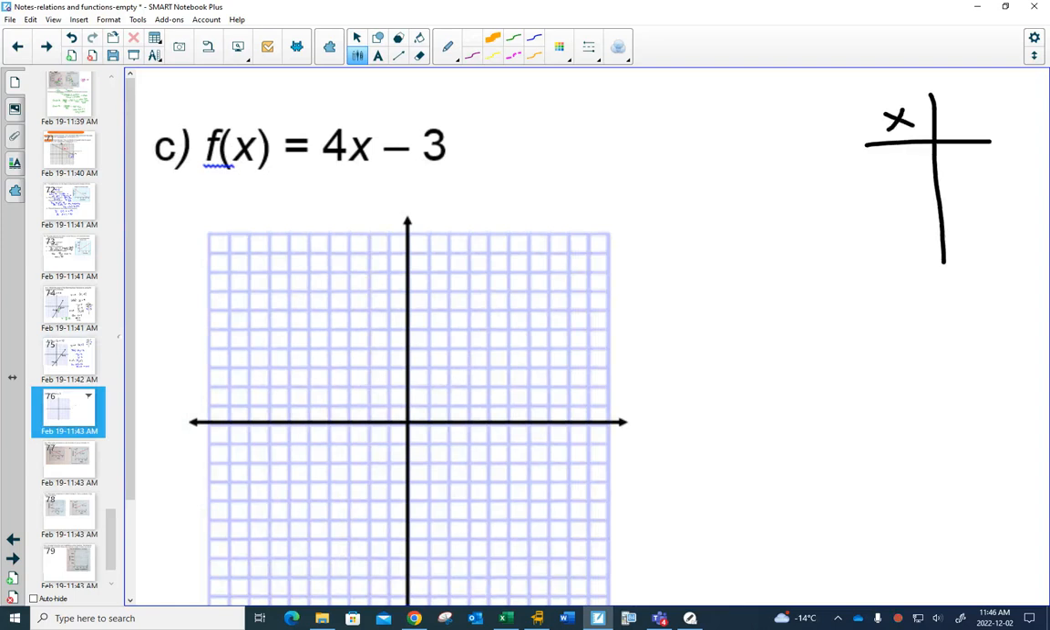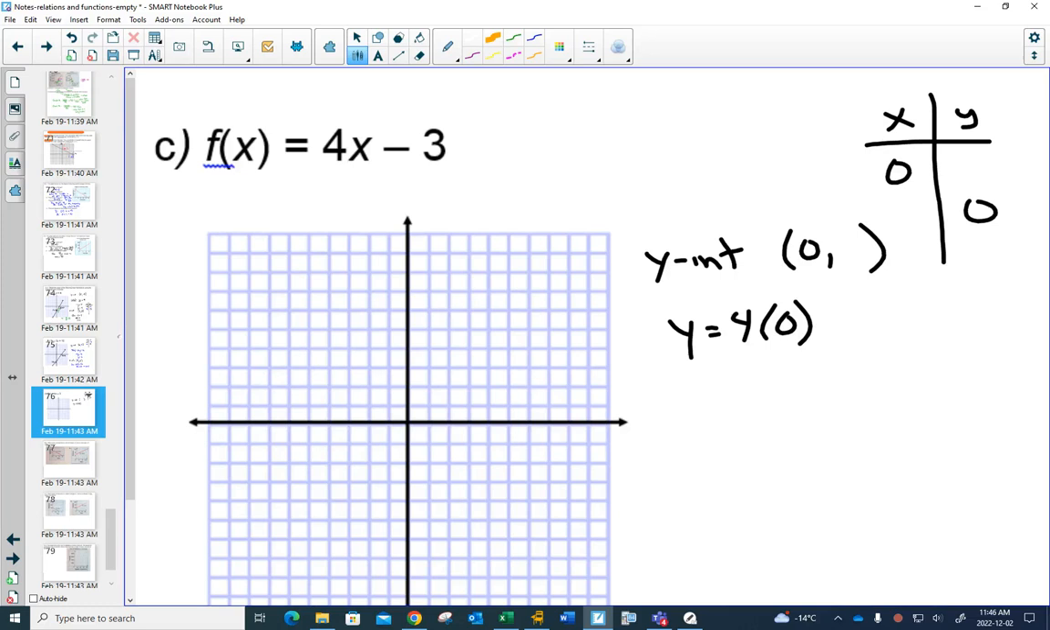Then, this is what we're trying to find. We want to find the y-intercept. We would plug in 0 for x. Now, f of x is just another way, it's function notation, but it's another way of writing y. So this really is y equals 4 times 0, because we know that the x coordinate will be 0, minus 3. What would your y coordinate be? Minus 3.